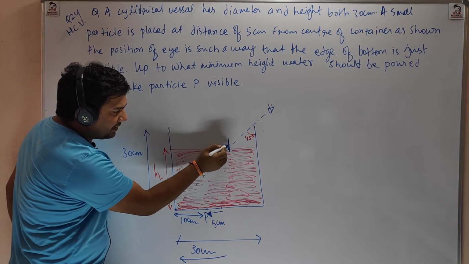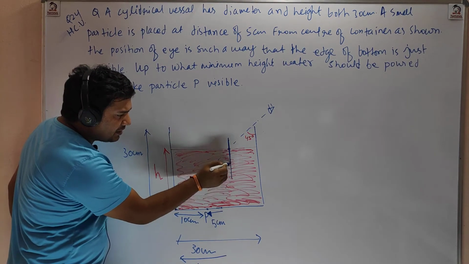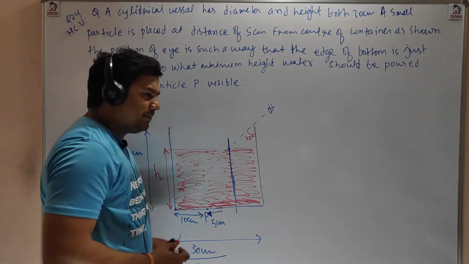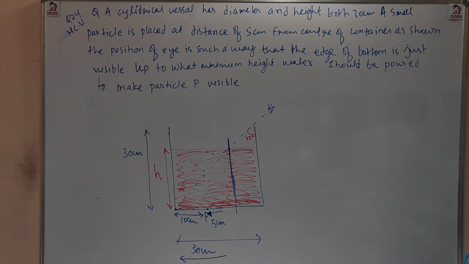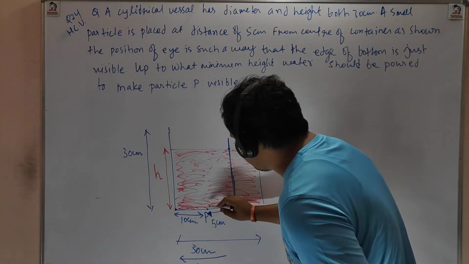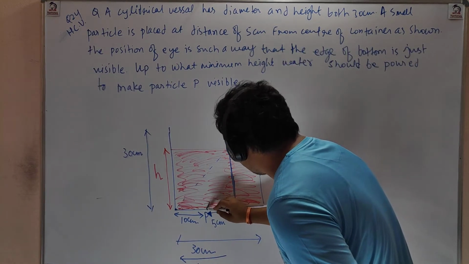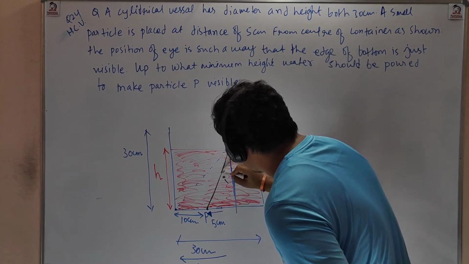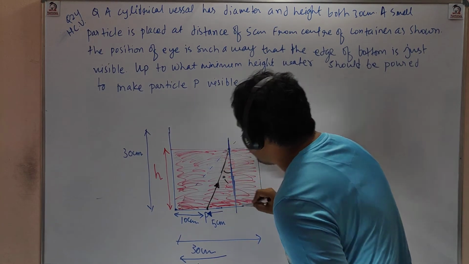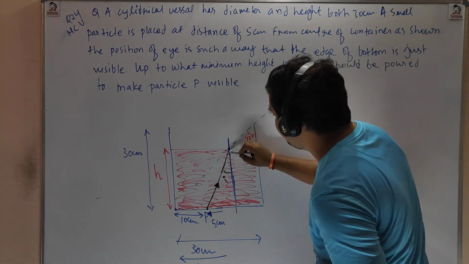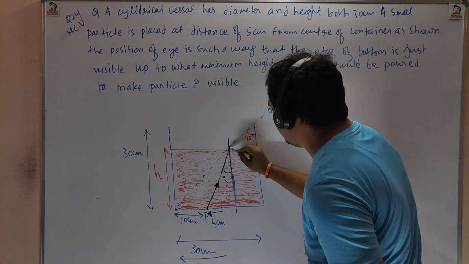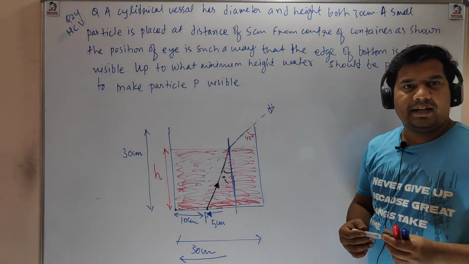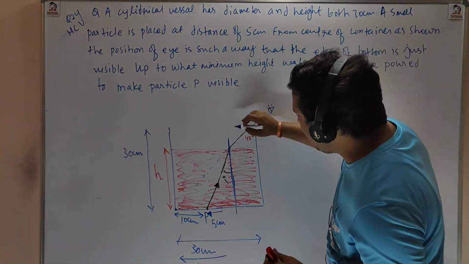Let's draw a normal here, a big normal, so that we can achieve a triangle. Okay, this is a normal. Imagine a light ray starting from particle P. This is the angle of incidence. Okay, light is going from denser to rarer medium, so it will bend away from the normal and light will go here. Agree? Agree with this diagram?